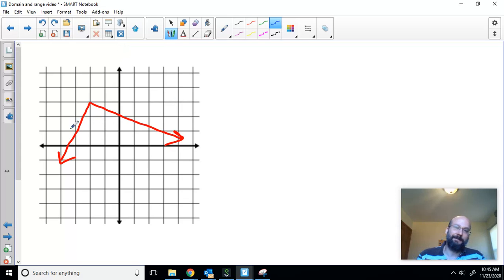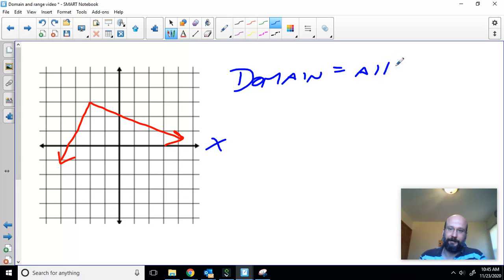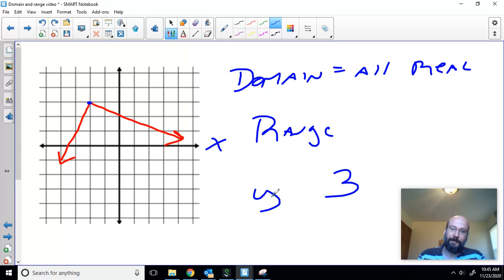Again, I know this isn't a smooth arc, but it's still the same, right? Your arrows are going to the left. Your arrows are going to the right. Left and right is your X. So your domain is all real numbers, because the arrow's going to the left and the arrow's going to the right. Your range, it has a specific point right here. This is at 3 on the y. So is it all the numbers less than 3 or all the numbers more than 3? Of course, it's going down, so it's all the numbers less than 3.